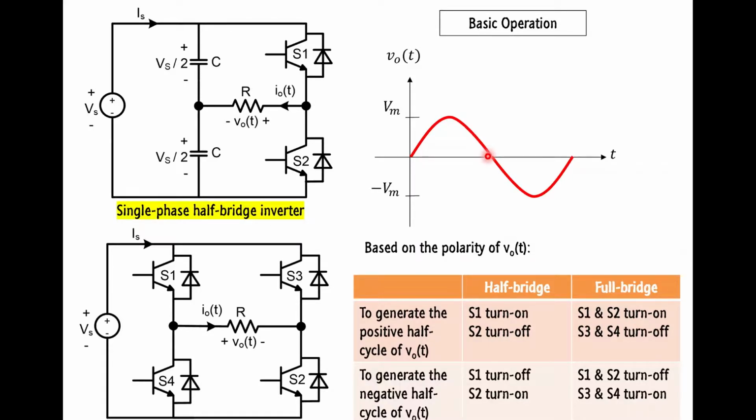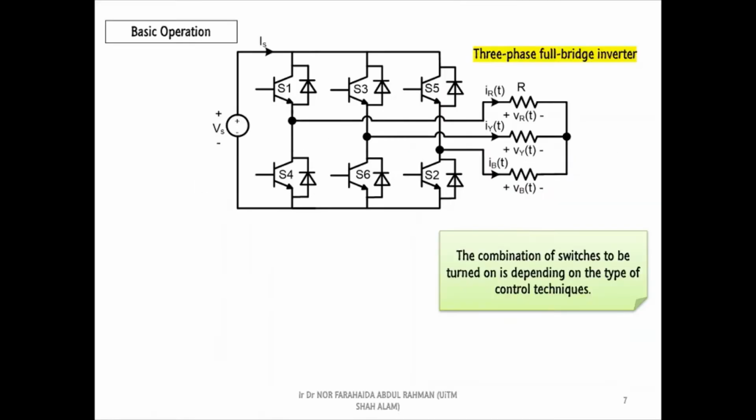Instead, the negative half cycle of the output voltage waveform is produced when switch S2 in the half-bridge inverter and switches S3 and S4 in the full-bridge inverter are turned on. For the three-phase inverters, the combination of power switches to generate AC output voltages depends on the type of control techniques.